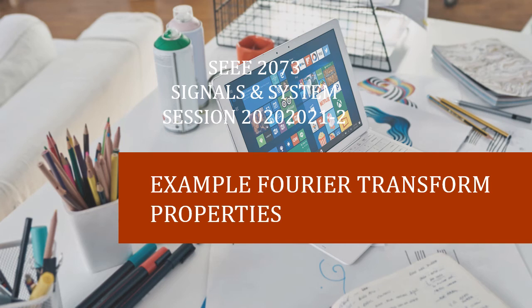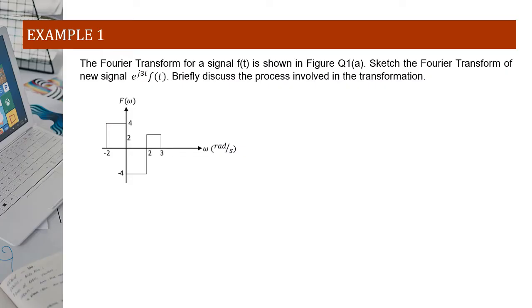Today we are going to discuss a few examples on Fourier transform properties. Okay, let's look at the first example. Given the Fourier transform of signal f(t) as shown in figure Q1a, sketch the Fourier transform of the new signal given by this equation and briefly discuss the process involved in the transformation.